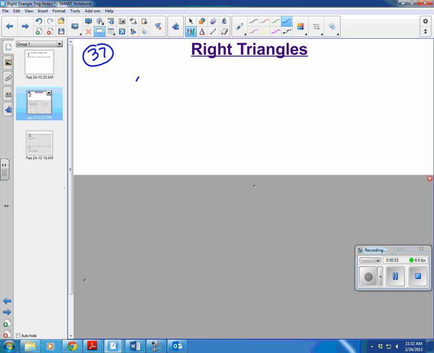So let's draw a right triangle. That's what I meant. Sorry, we're going to say that's not really a right angle. I'm going to try to do better.